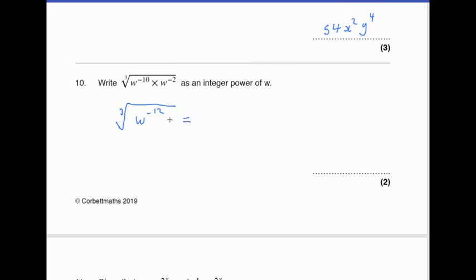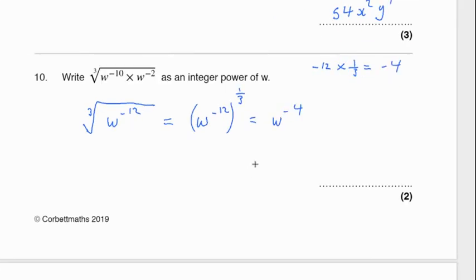And then taking the cube root means taking something and raising it to the power of a third. So that becomes w to the power of minus 12, to the power of a third. Then that's going to equal w to the power of, we multiply the powers, so minus 12 times a third. We're basically working out a third of minus 12, which is minus 4. So we have w to the power of minus 4, and minus 4 is our integer power.